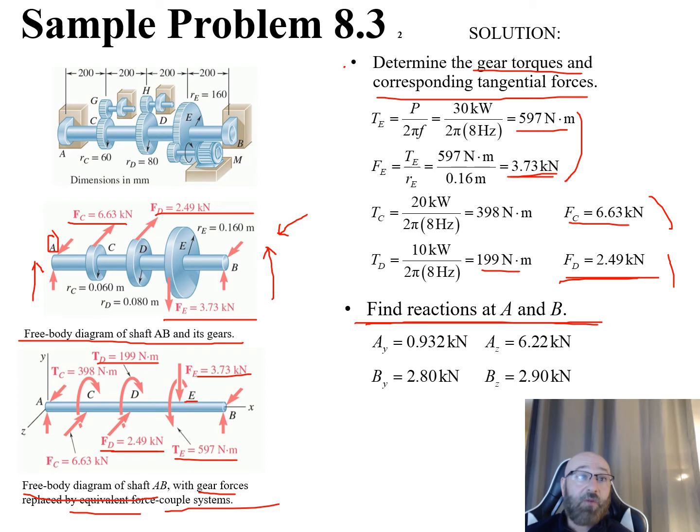So now we can move up to C, where we have that torque specified here as 398 Newton meters, and we also have our force at C acting at 6.63 kilonewtons. So now this is our free body diagram. We replace those gear forces with our equivalent force and couple system.